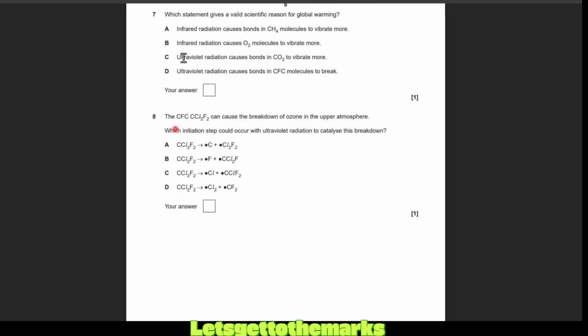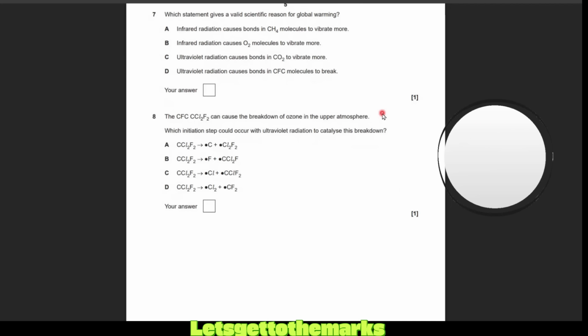And then we've got this one down here, which says the CFC CCl2F2 can cause the breakdown of ozone in the upper atmosphere. Which initiation step could occur with the ultraviolet radiation to catalyze this breakdown? So what I want you to do is pause the video and have a go at these two. All right, I'm going to go through the explanation.